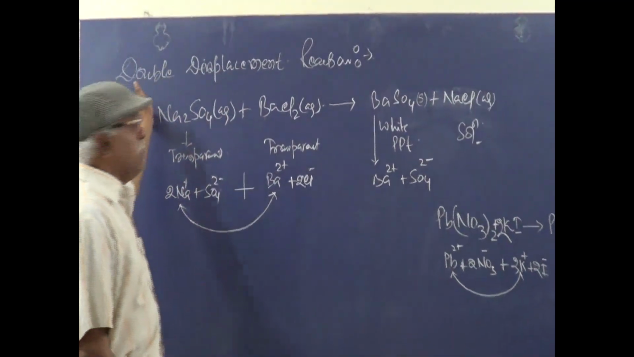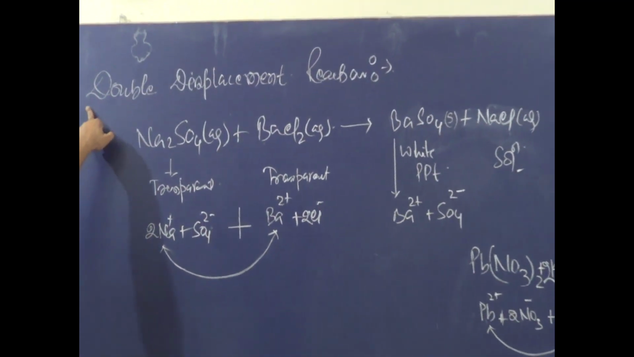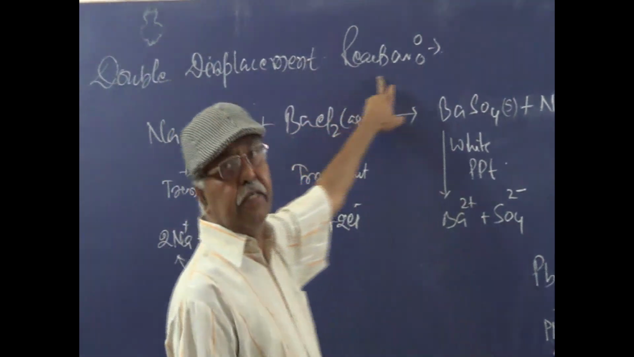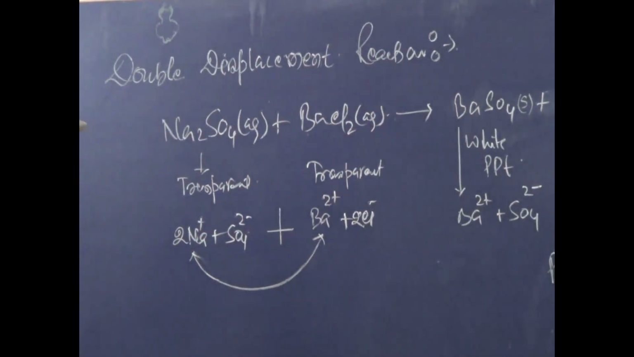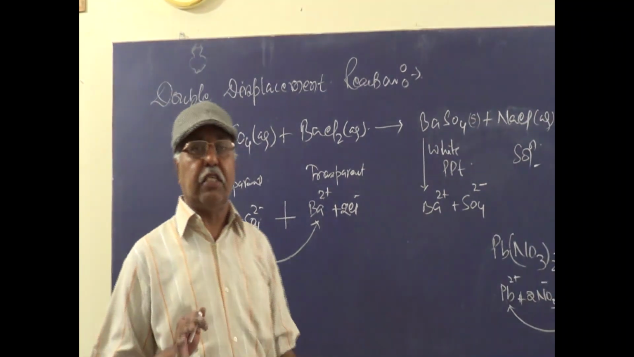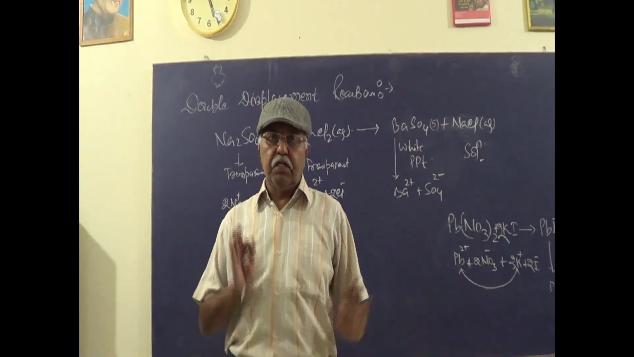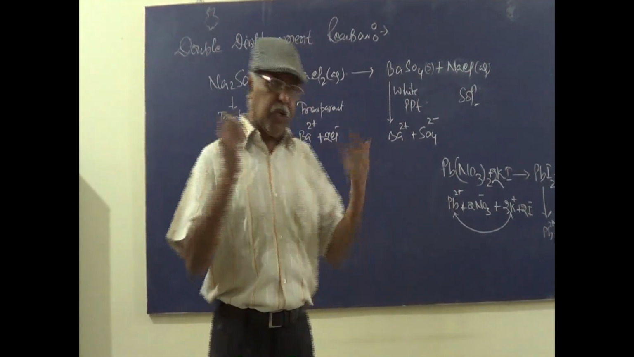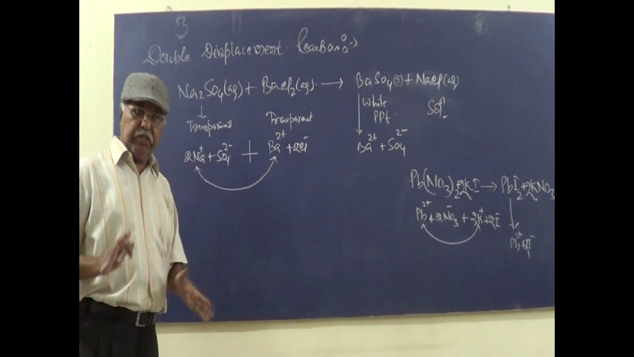Now, it is a double displacement reaction. See, I have written it. Pay attention. Double displacement reaction. In this reaction, there is an exchange of ions in the double displacement reaction. See, for example, I am going to show you the activity also.